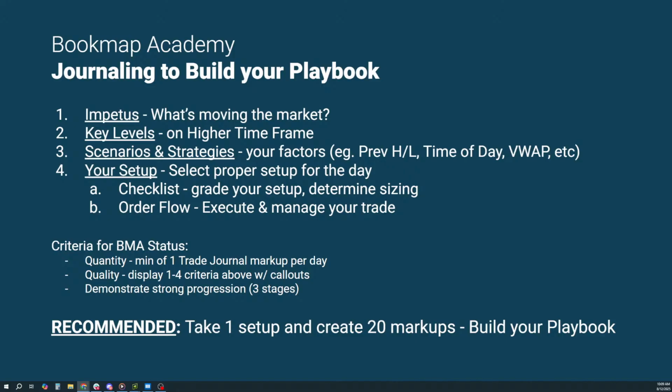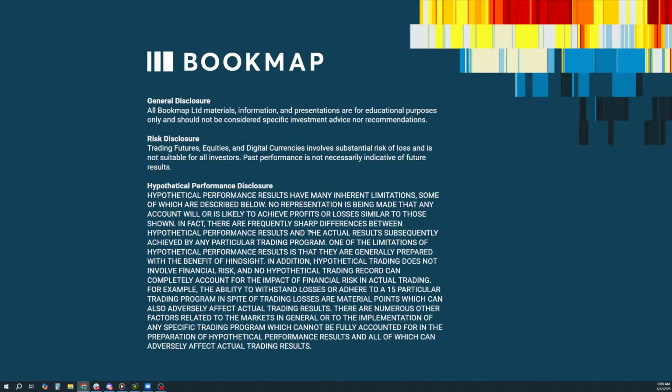Then it's your setup. You finally choose your setup because you want to select the proper setup for the day. So for example, you're not looking for a range bound trade setup when the market's trending. Okay, you're going to be looking for a breakout or trending opportunities, pullbacks in the trend. And then as you go through your checklist mechanically here, and then you execute and manage your trade. As simple as that. All right, so let's go through some disclosures and then we'll jump into the market.